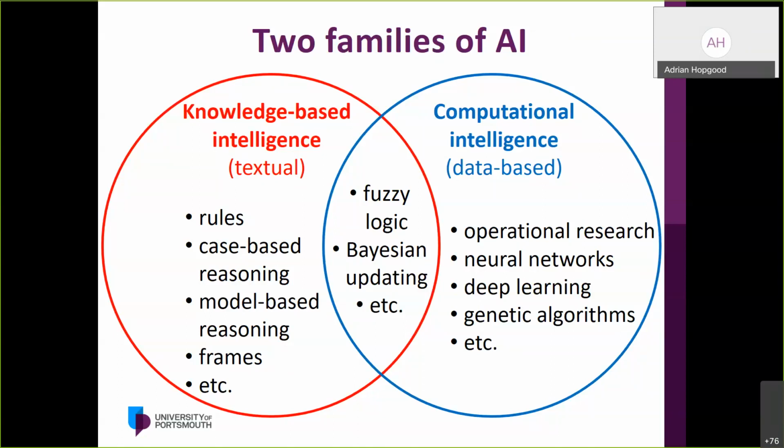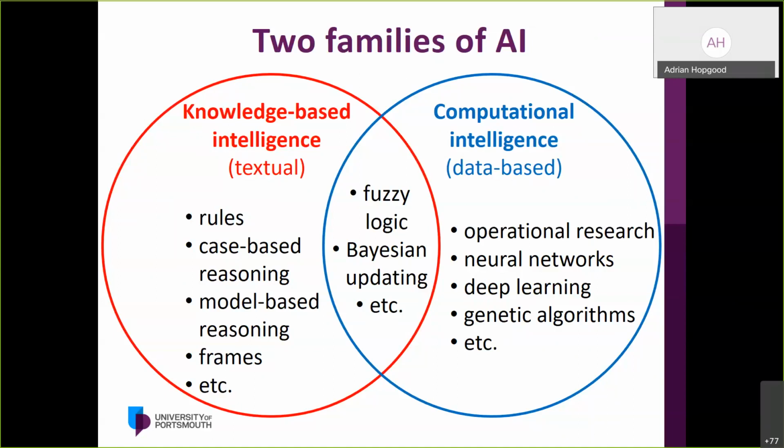On the right-hand side, the computational intelligence side, these are more data-based. So what we're doing here is building systems whose performance is based upon making sense of data, often large quantities of data. And this is the area of AI that's really taken off in recent years and generated a great deal of interest. I've listed operational research, which again has a long history to do with using mathematical techniques to find optimal or near optimal solutions.